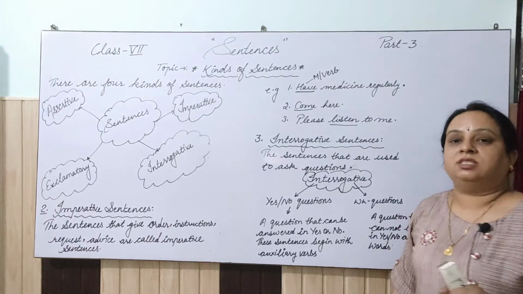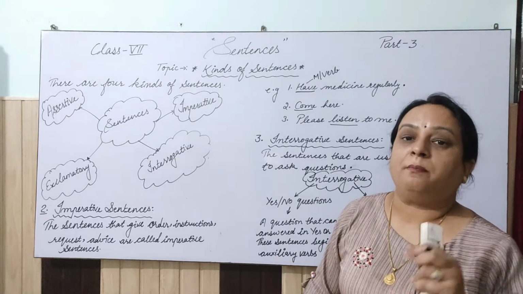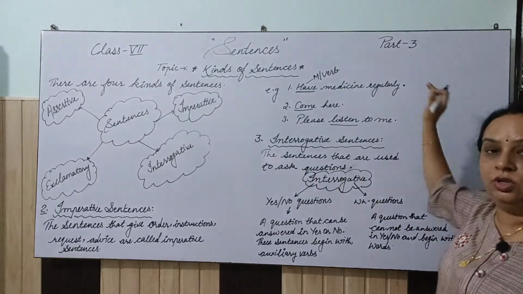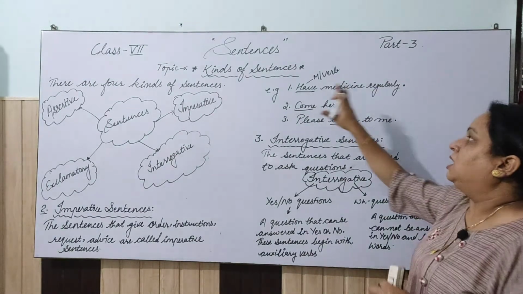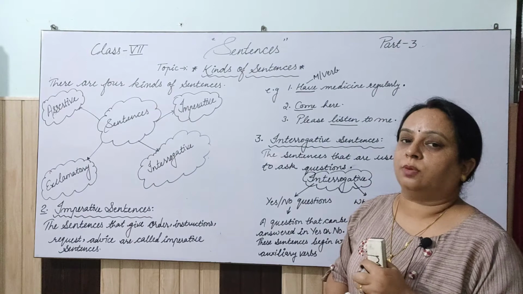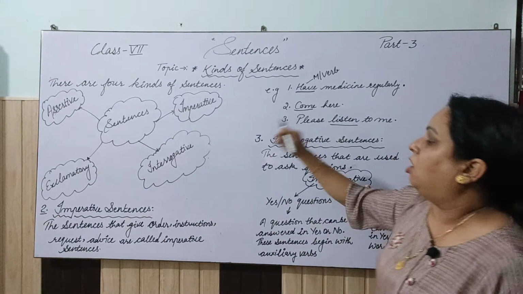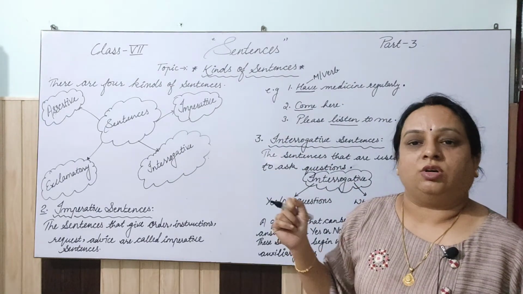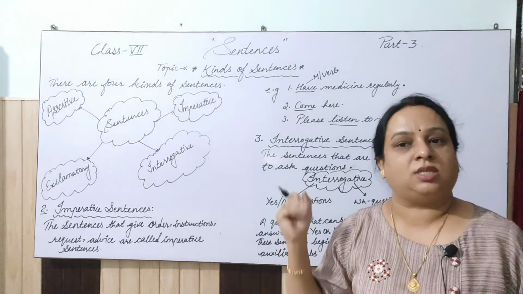So the imperative sentences are those sentences which start with a main verb and they end with the full stop. It's not or, it's and. Okay. Have medicine regularly means the main verb should be there in the starting of the sentence and the full stop should be there in the end of the sentence. So this is the structure of imperative sentences, and it is quite easy to identify because these sentences are used to give orders, commands, requests, suggestions, etc.